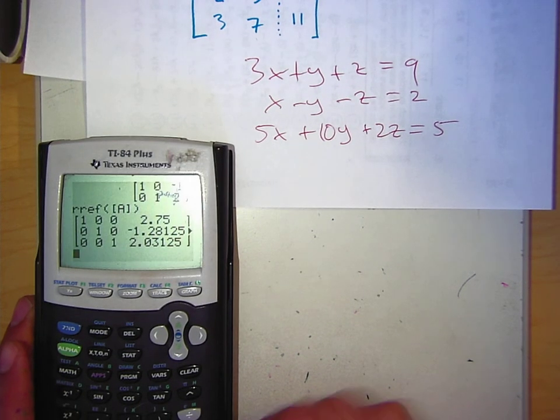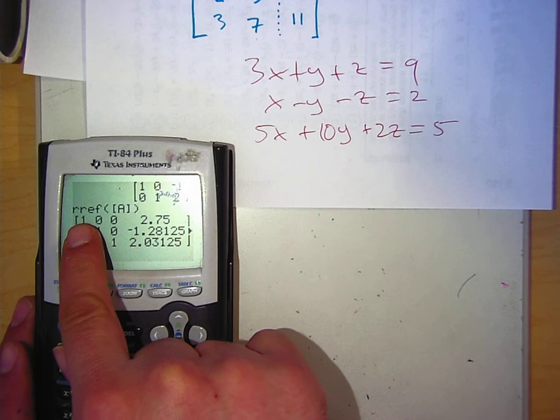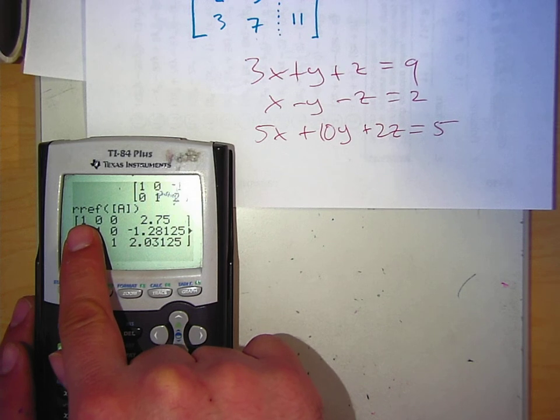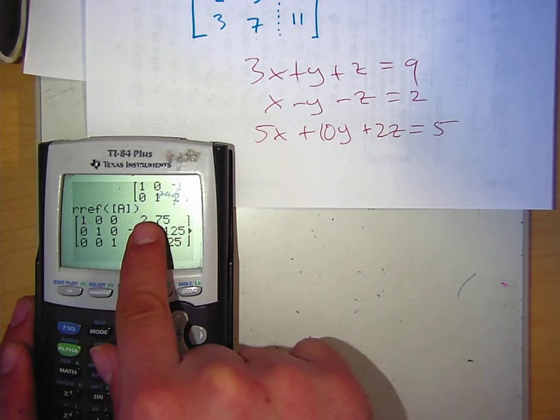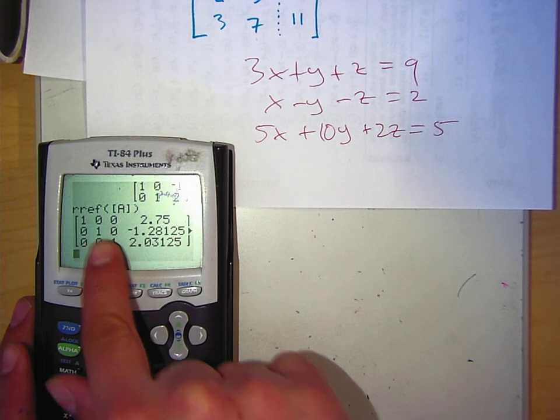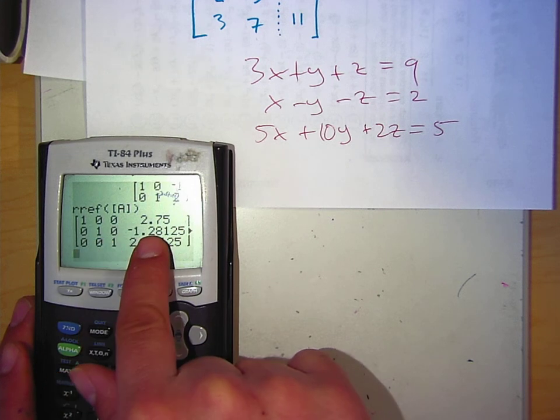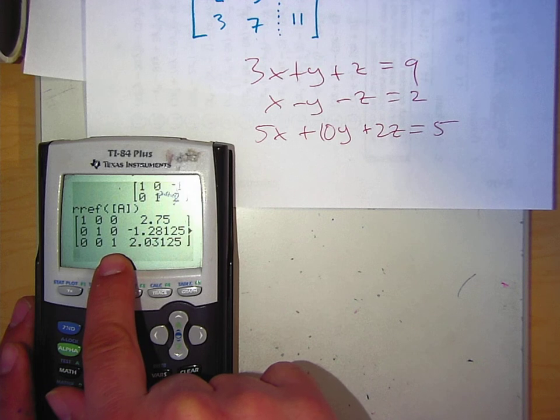Okay, so what does this mean? x equals 2 3/4, right? This would be y, whatever that fraction is. And then this is your z, your new variable. Okay, so pretty nifty because it does it really fast for you.